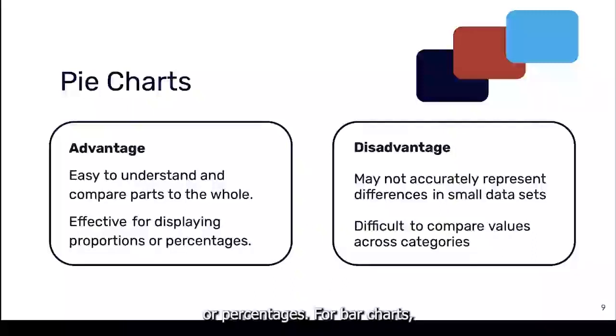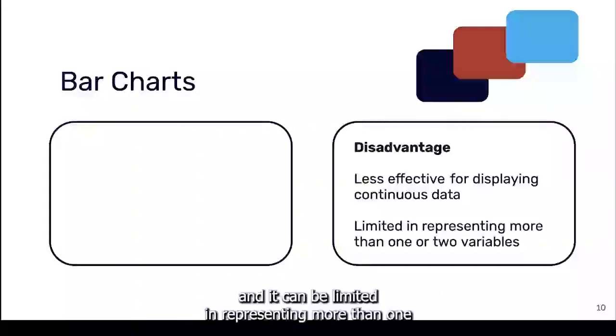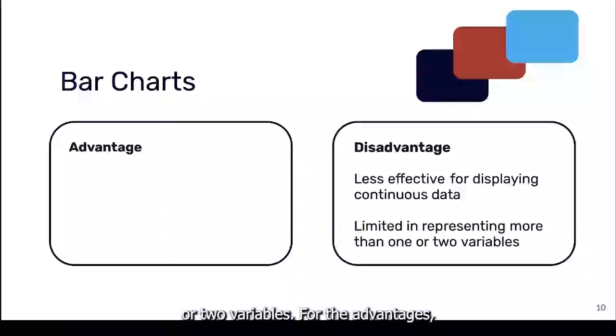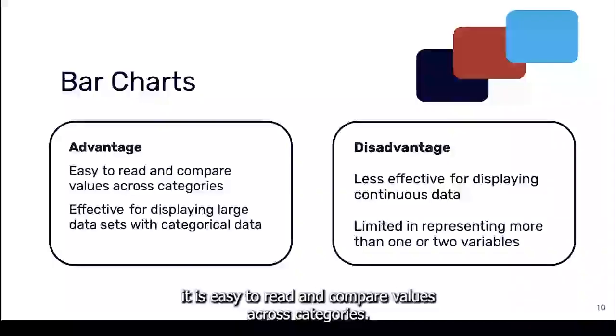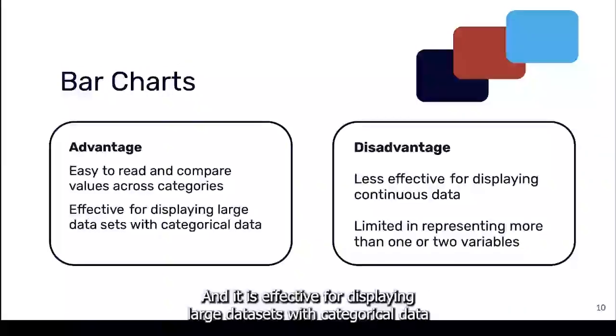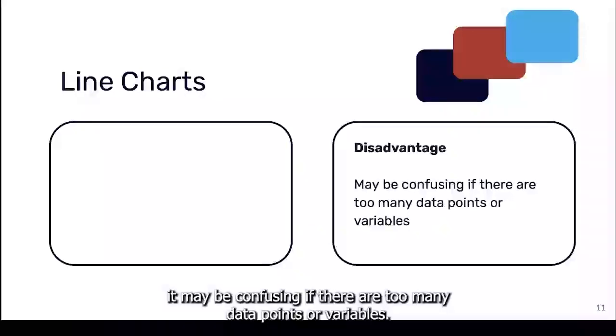For bar charts, the disadvantage is that it can be less effective for displaying continuous data, and it can be limited in representing more than one or two variables. For the advantages, it is easy to read and compare values across categories, and it is effective for displaying large datasets with categorical data.